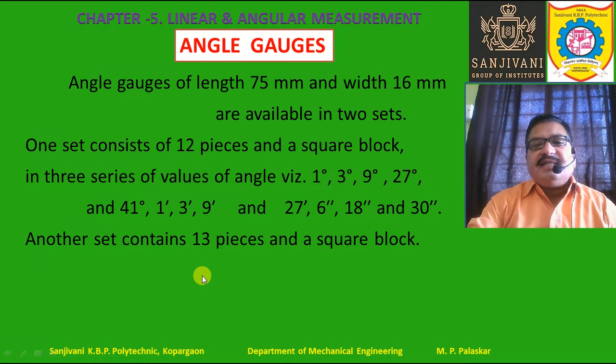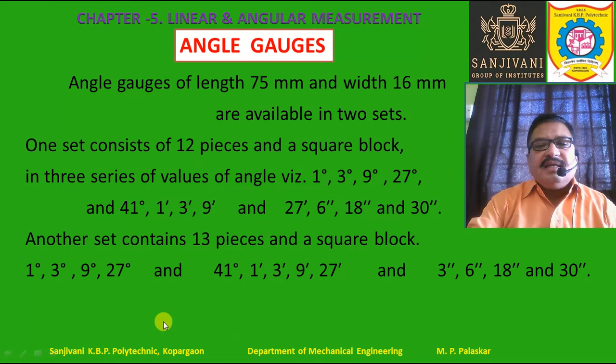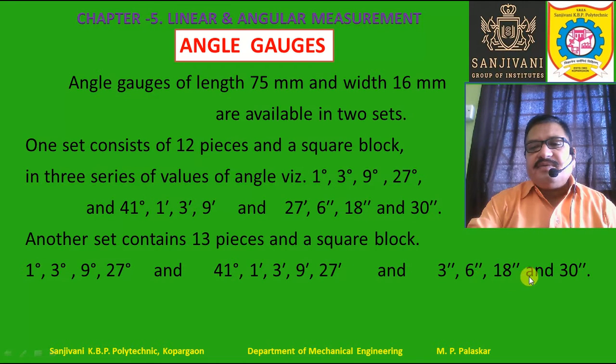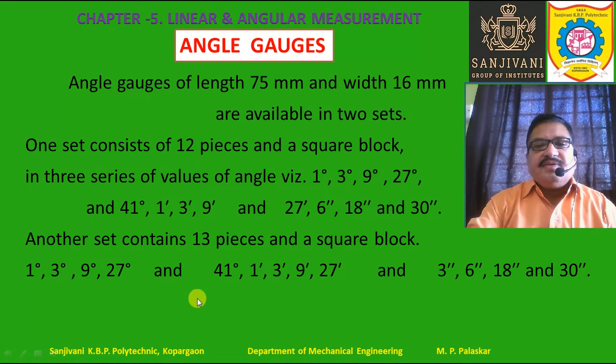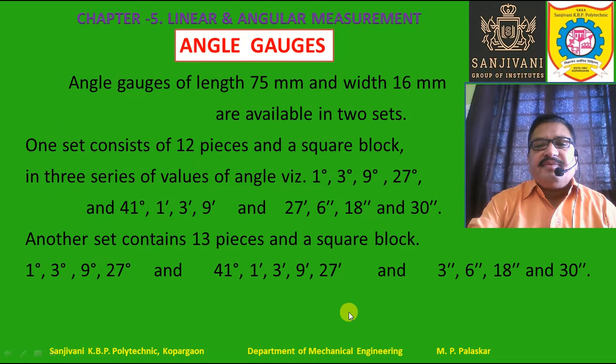We can have another set which contains 13 pieces and a square block. So in this set the angle gauges are 1 degree, 3 degree, 9 degree, 27 degree. Another series in the same set: 41 degrees, then 1 minute, 3 minute, 9 minute and 27 minute. Then one more series consists of seconds: 3 seconds, 6 seconds, 18 seconds and 30 seconds, right? So this is another set of 13 pieces and a square block.